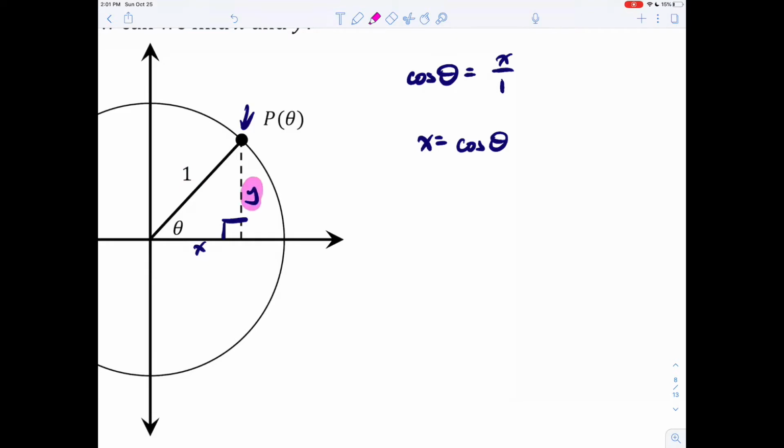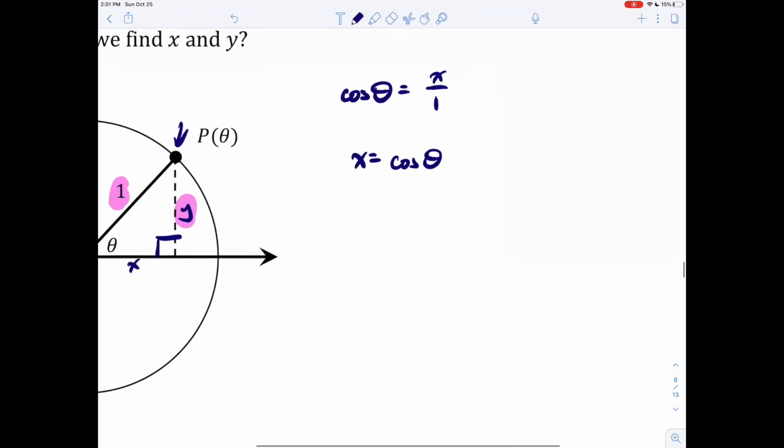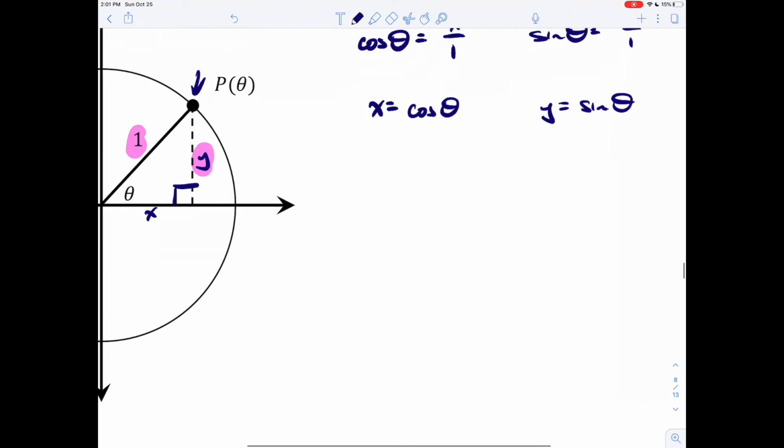Similarly, if we look at sine of theta, that's opposite over hypotenuse, so we get y over 1. And we can say that y is sine theta. Our conclusion is essentially that P theta, the point on the unit circle corresponding with theta, has an x value that is cos theta and a y value that is sine theta.